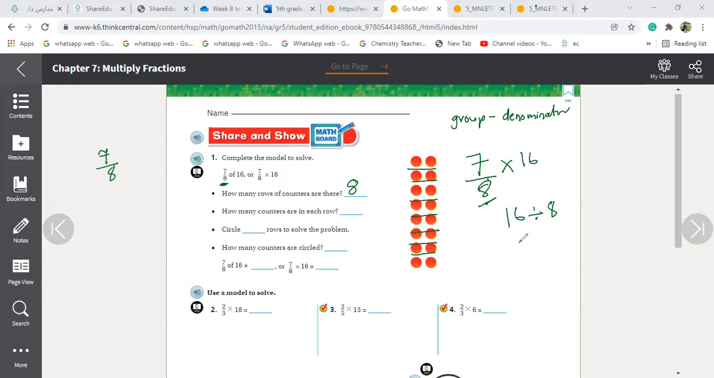It will be what times 8 times what did you see? The answer will be 2. Yes, even if you don't understand or remember, look at the picture. Just don't erase it. Look at the picture.